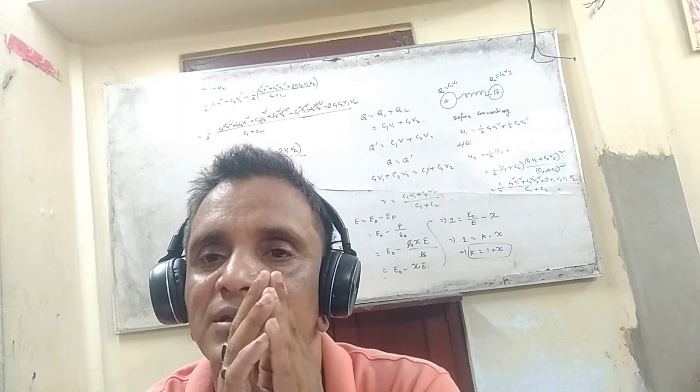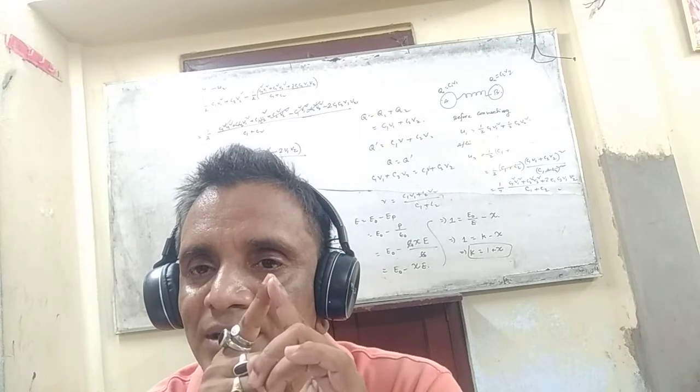Now we are going to discuss the dimension. The dimension is M0, L0, T0, A1. That is, 0, 0, 0, 1 with respect to mass, length, time and electric current. Is it clear?